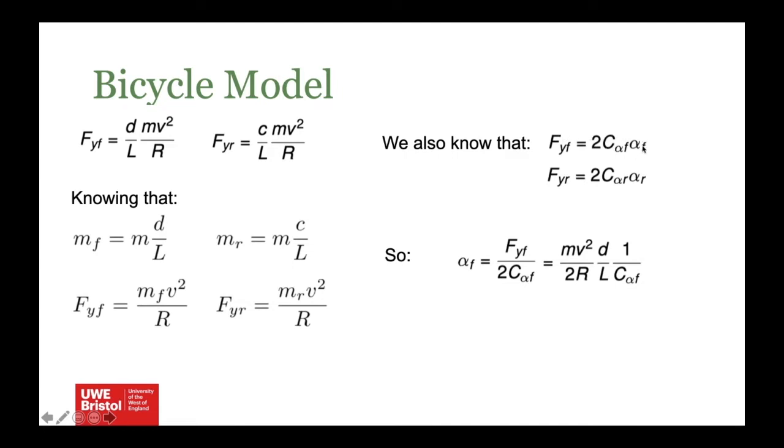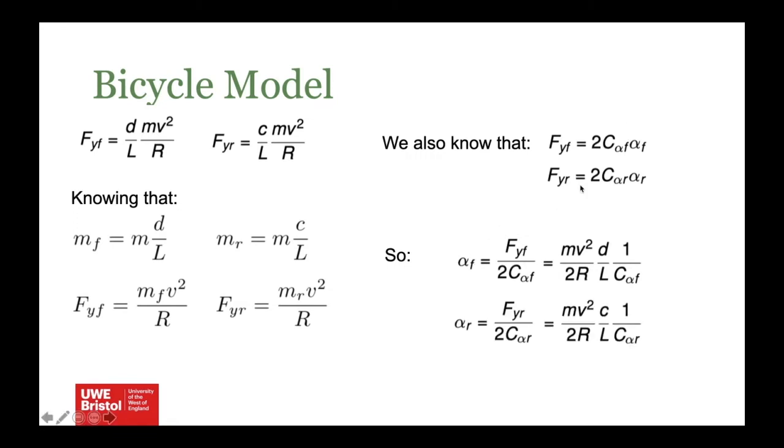Now, what we don't know often is what the slip angle is. This is a constant, so we can look this up. This we can work out from a bunch of the vehicle states. And so we can work out what the slip angle is by dividing this term by 2 C alpha F. So that's here, and FYF equals this lot up here, d upon L mv squared upon R. So there's your 2 C alpha F, there's your d upon L mv squared upon R. That's the equation for the front slip angle.